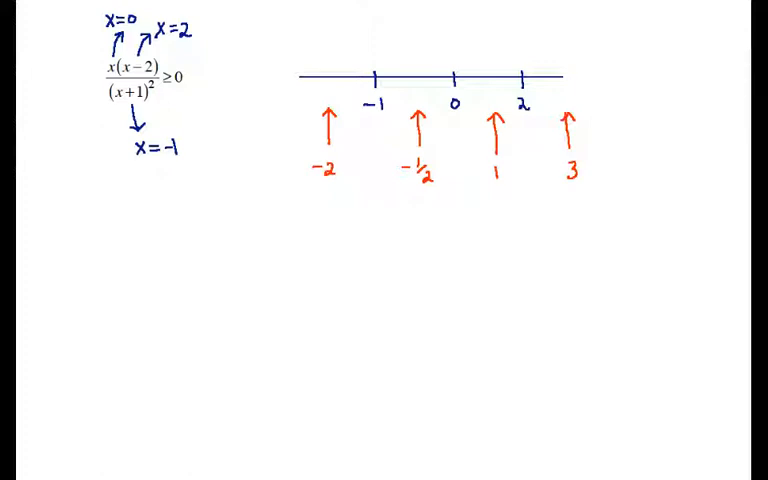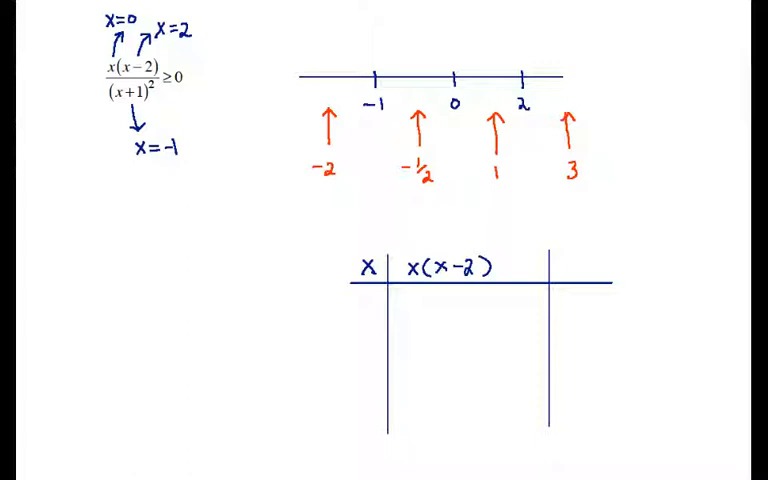I'm going to now do a sign analysis. In preparation for this sign analysis, I might observe that the squared factor can't influence the sign of this whole expression. This squared factor is always positive. The only time it's not positive is when it's equal to 0, which occurs only at x equals -1, which is not going to be in the interior of any of my intervals. So it's sufficient to just look at the factors that aren't squared, x times x minus 2. So I've written x times x minus 2 into my table, which I'll use for the sign analysis.